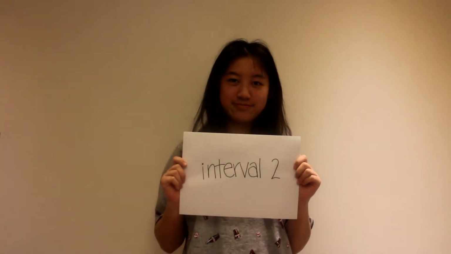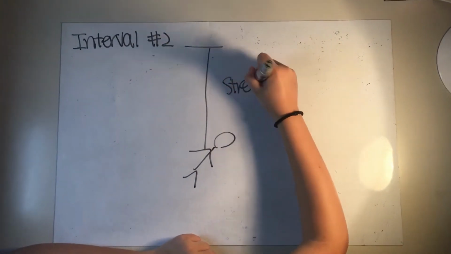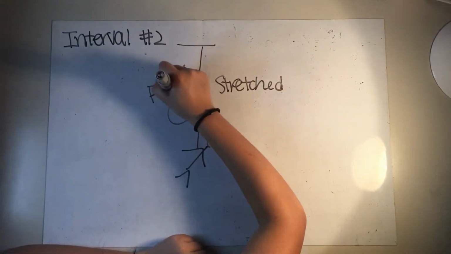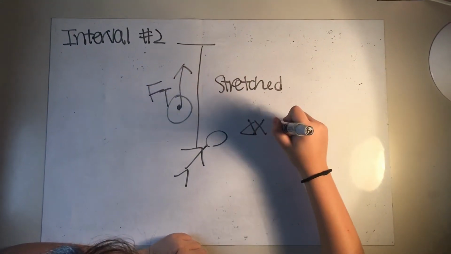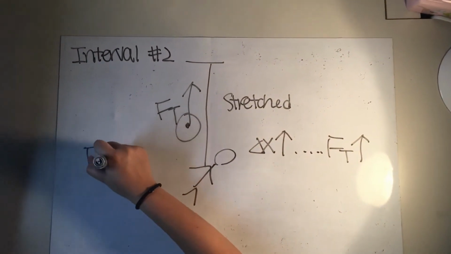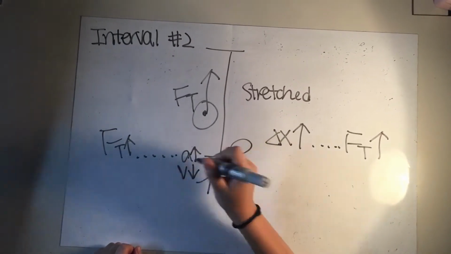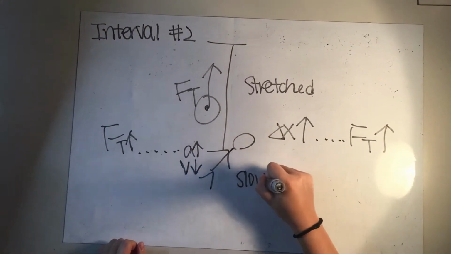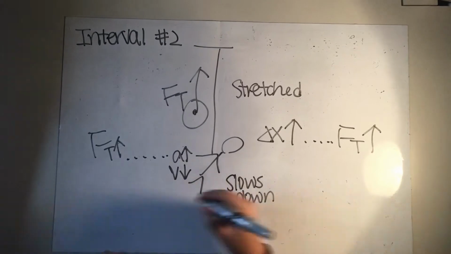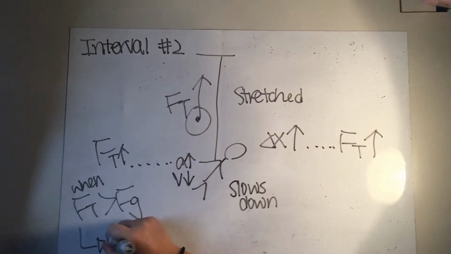In the second interval of bungee jumping, the bungee cord starts to stretch, and the force of tension starts acting on the jumper. The farther the cord is stretched, the more tension there is. As the tension increases, the acceleration goes in the upward direction. But since the jumper is still falling in the downward direction, and the velocity is still in the downward direction, this means the jumper slows down.